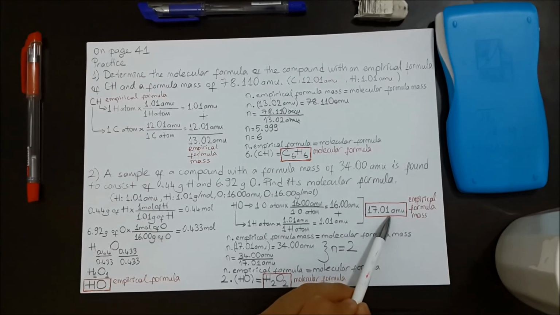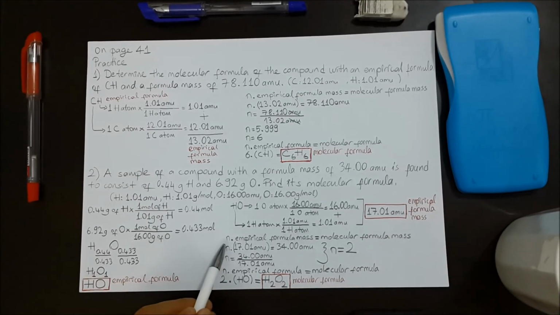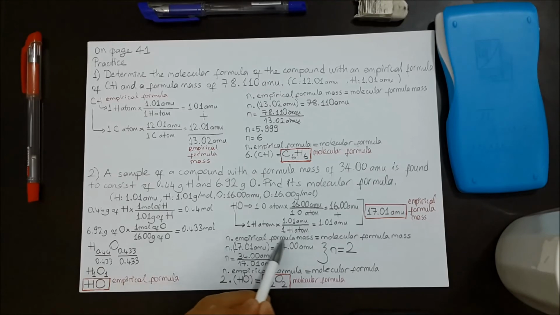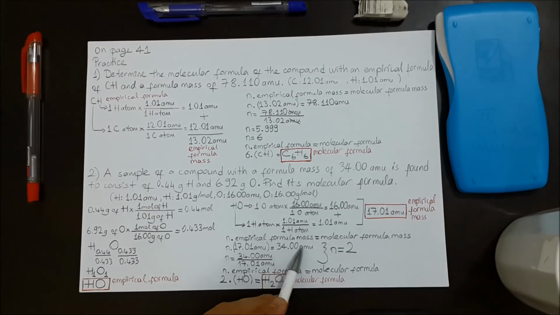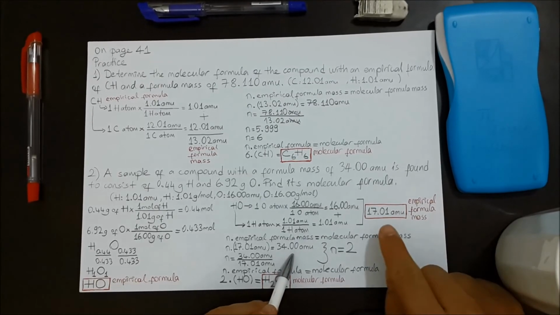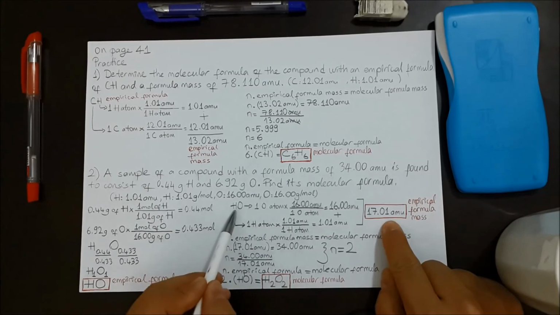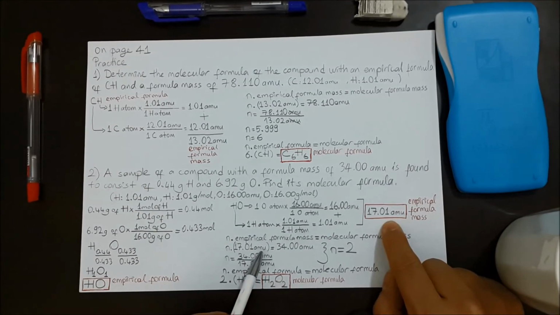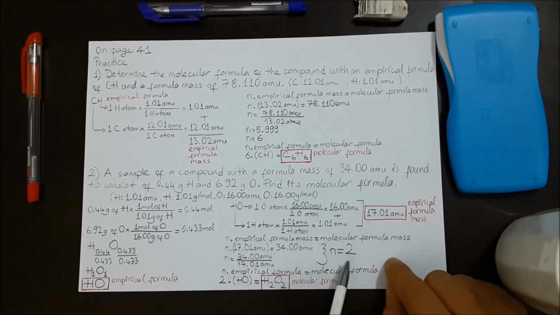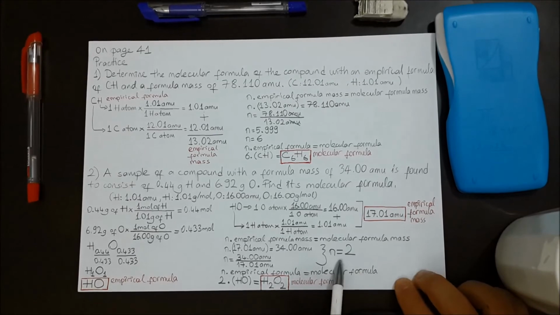So I can put this value in my first formula. N times empirical formula mass is equal to molecular formula mass. Molecular formula mass is given in the question, which is 34.00 AMU. And we calculated the empirical formula mass via the empirical formula, which is 17.01 AMU. Then you can find N by dividing 34.00 AMU by 17.01 AMU. Then N becomes 2. Okay.